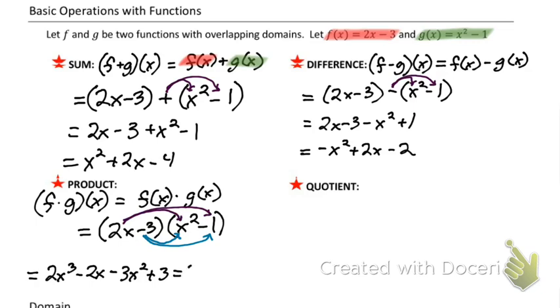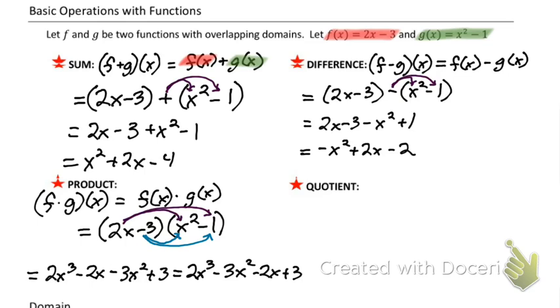Now just to simplify it, I would put all the big terms out front. So we have 2x cubed up front. I'll put that negative 3x squared next, minus 2x plus 3, and that would be my g of x times f of x, or f of x times g of x in the order that they have it.